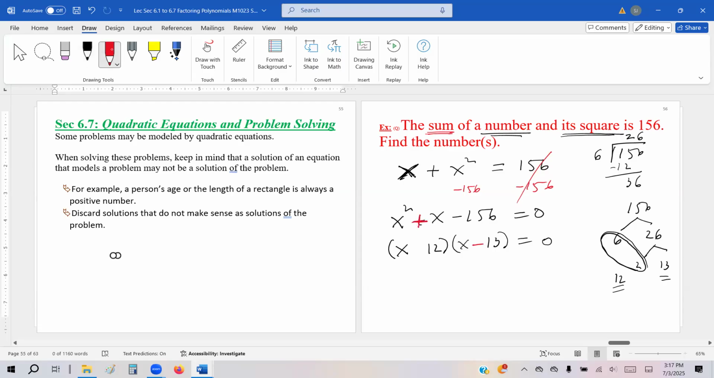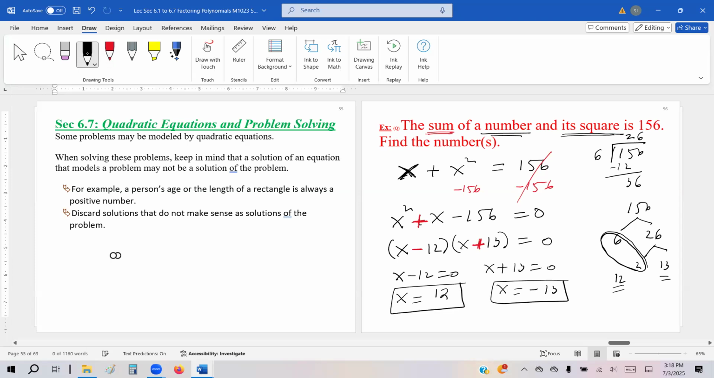The plus sign has to go to the bigger one. Since you want 1, so 12 has to be minus. So x minus 12 equals 0, x plus 13 equals 0. So what is x? x is 12 and -13. You can check for fun.